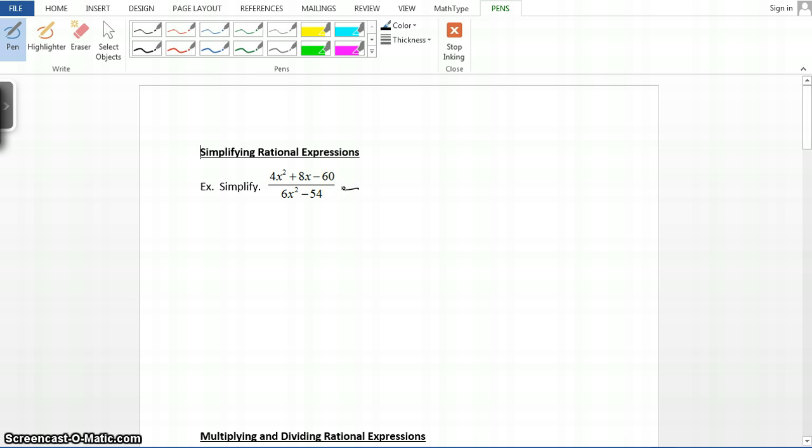So what you need to do is factor that numerator. Whenever you factor, you have to look for a greatest common factor, and you can pull a 4 out of all of those terms in the numerator. If you pull a 4 out, in parentheses you'll have x squared plus 2x minus 15. We'll come back to that trinomial because that'll factor.